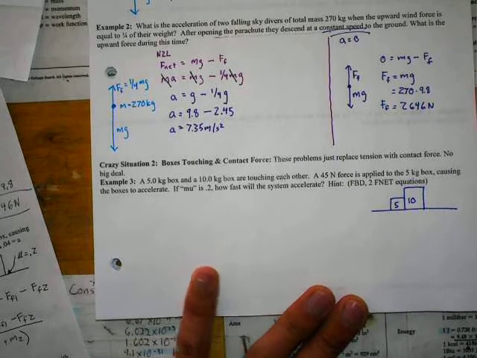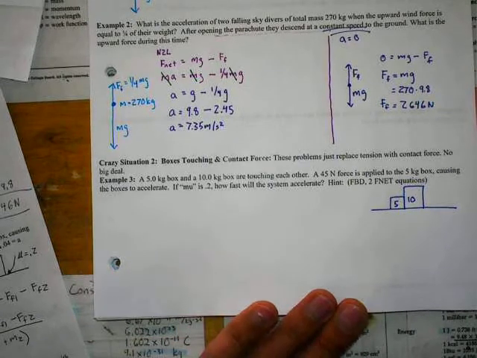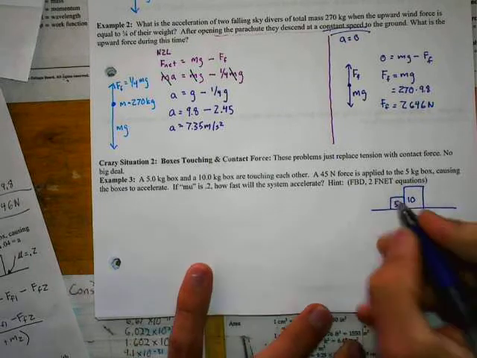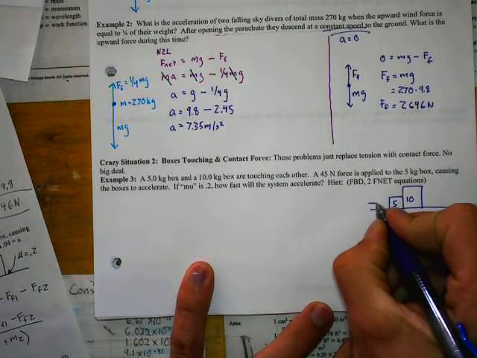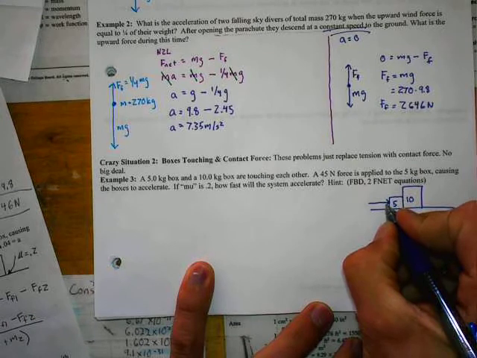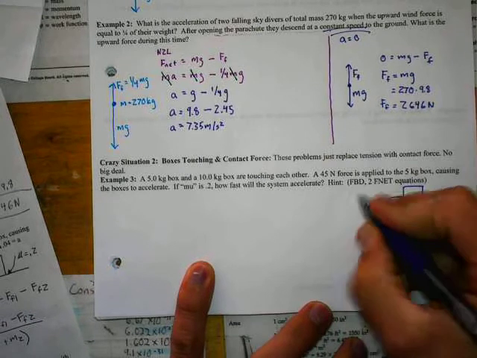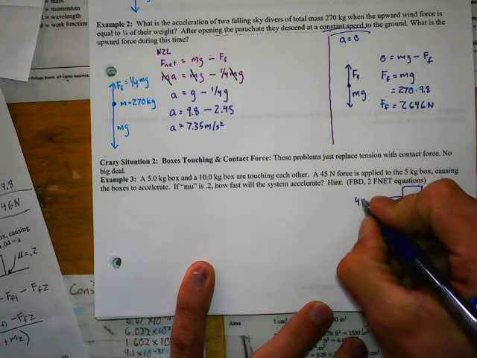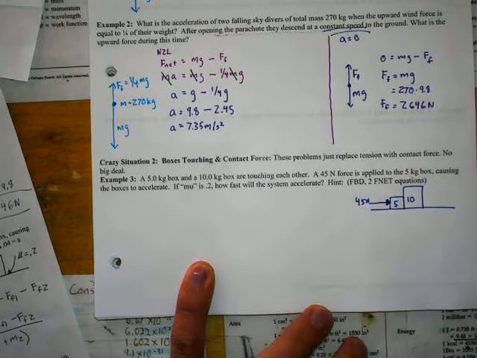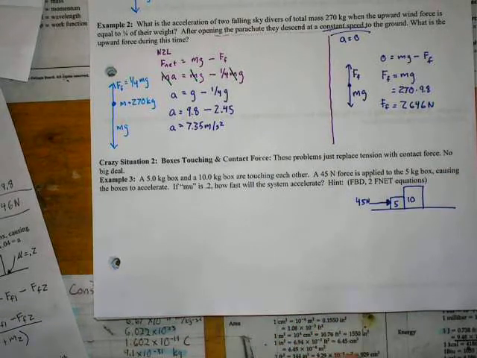And they are touching each other. A 45 newton force is applied to the 5, causing the boxes to accelerate. So I'm going to draw a force applied like this. I'm going to call it 45 newtons. And the boxes are going to accelerate.